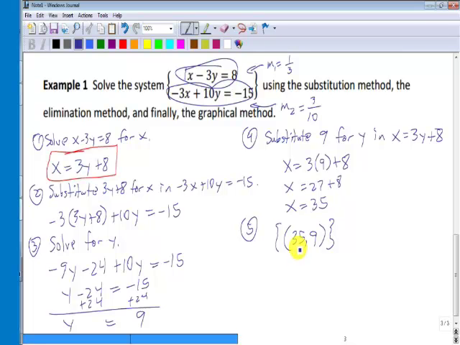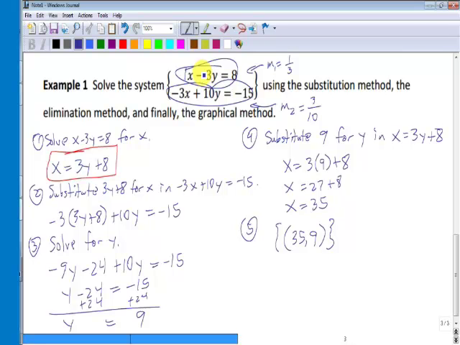Negative 3 times 35 is negative 105, I think. And 10 times 9 is 90. Negative 105 plus 90, is it negative 15? I think that's negative 15. That sounds about right.